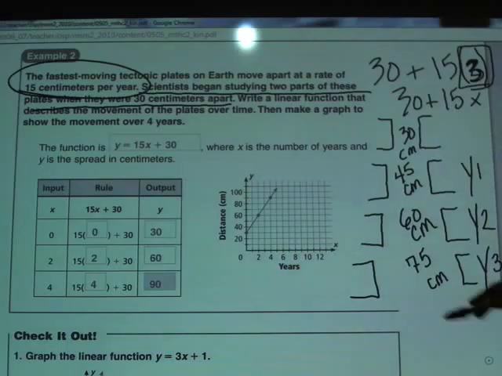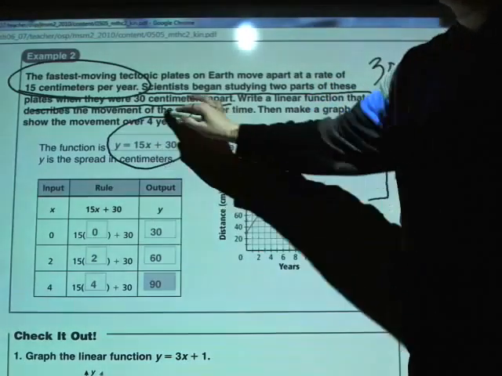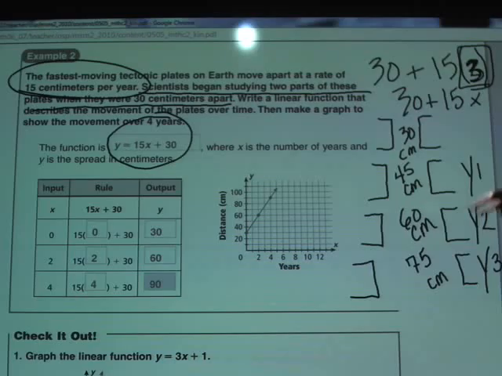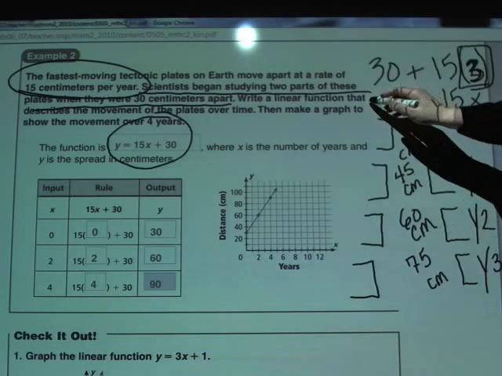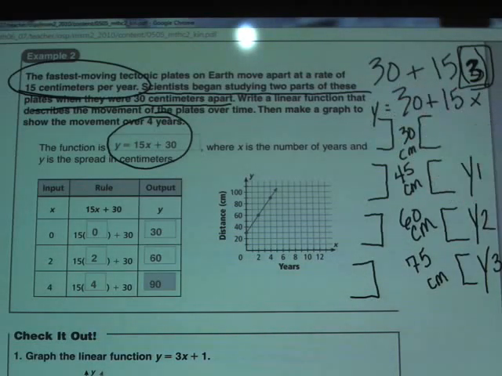Now you might be looking at this and going, well, wait a minute, what you have there is a little bit different. No, not really. All they did is write the 15x part first, which isn't a big deal. It's just flipped around. And that's always going to equal my total distance apart at any given point in time.